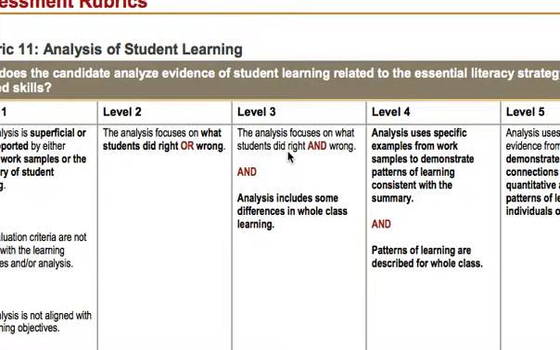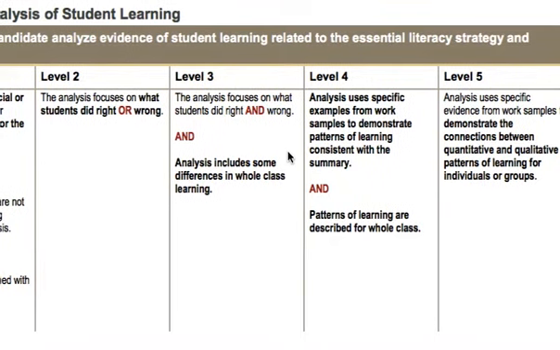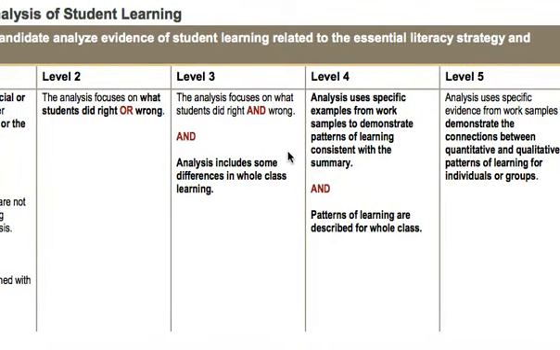And the analysis includes some differences in whole class learning. So you were able to see some patterns. They're not even asking for a lot here. This is one of those things where I think a level 4 is a no-brainer. Level 4, analysis uses specific examples from work samples to demonstrate patterns of learning consistent with the summary. Exactly what I was just talking about before. Identify your patterns first, then pick out your students and use them as concrete examples to demonstrate what those patterns are. And the second part here, and the patterns of learning are described for the whole class.